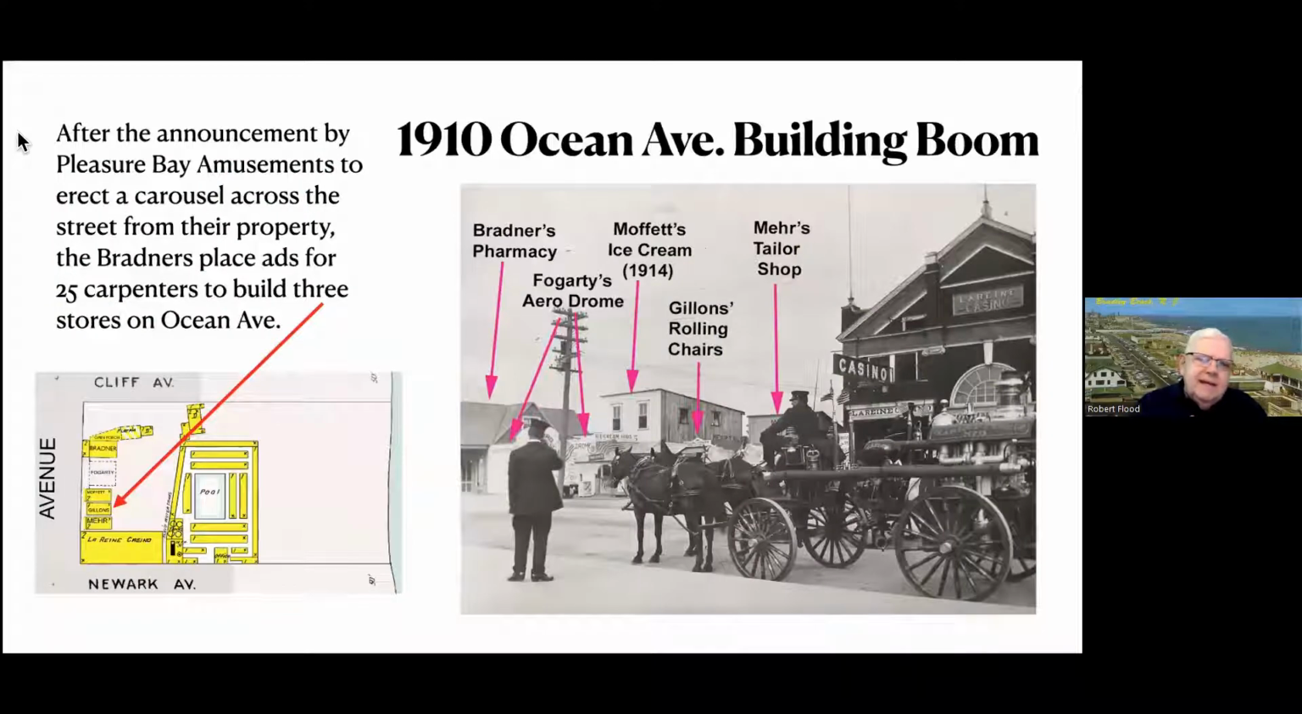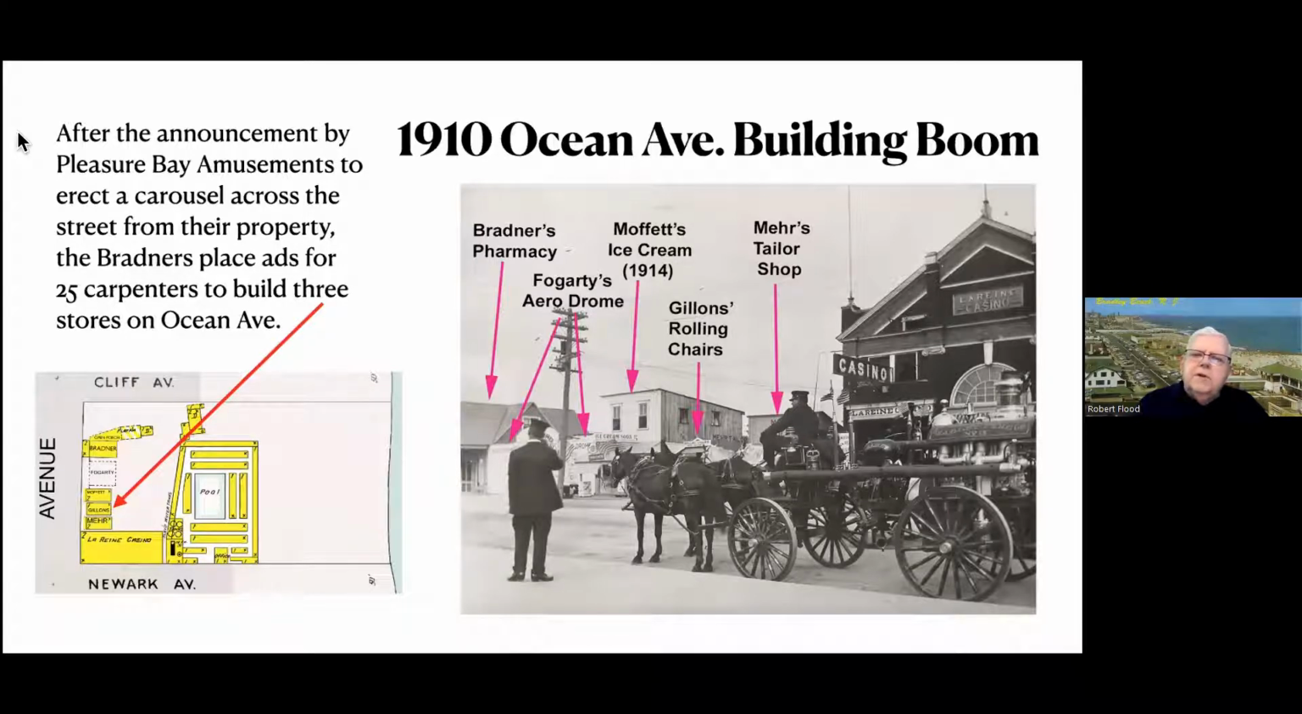In 1910, there was some major construction, and it's based upon the fact that the Pleasure Bay Amusement Company of Long Branch announces that they're going to erect a carousel across the street from the casino. Now, that means that that land will definitely increase in value, and immediately the Bradners place ads for 25 carpenters to build 3 stores, but other stores are also built.